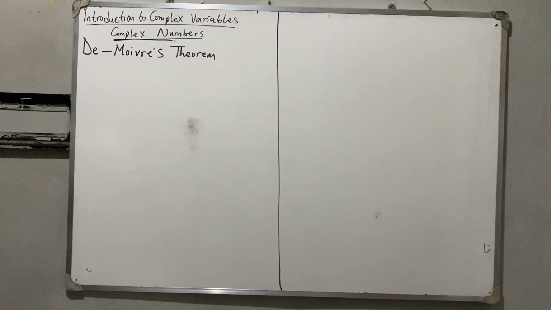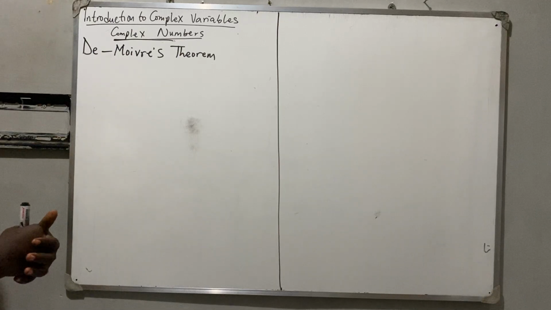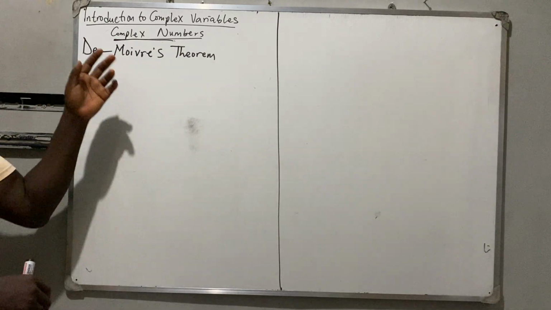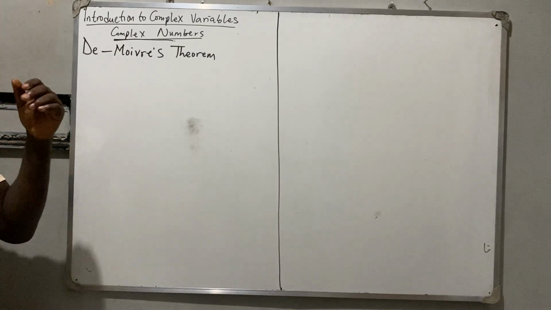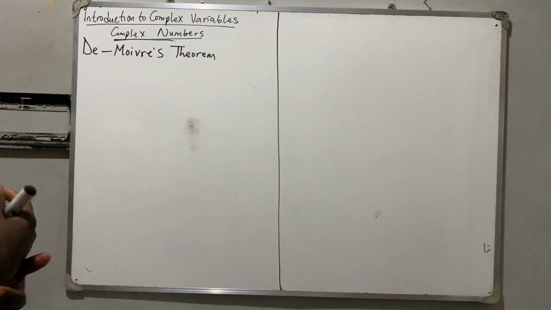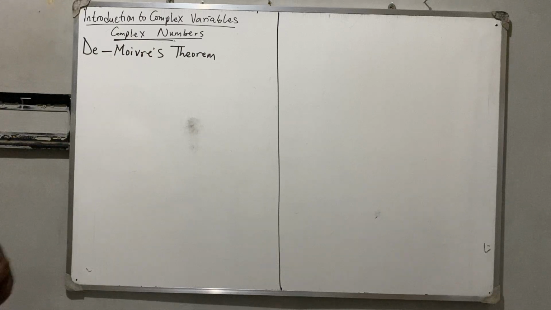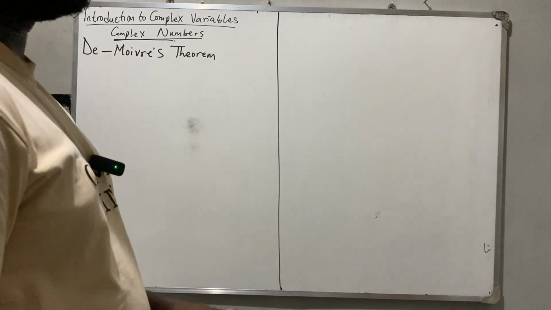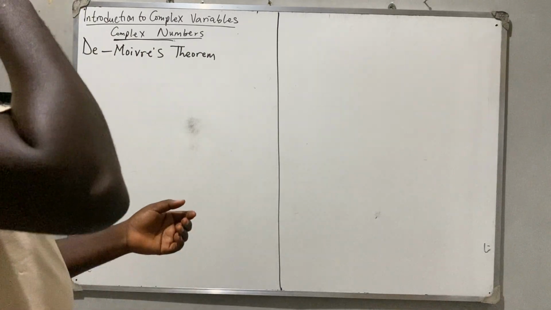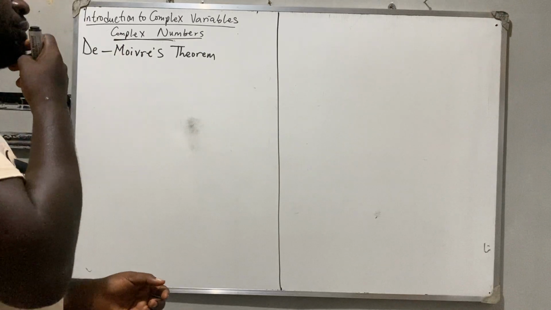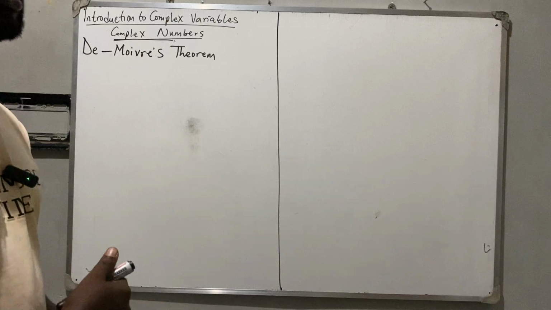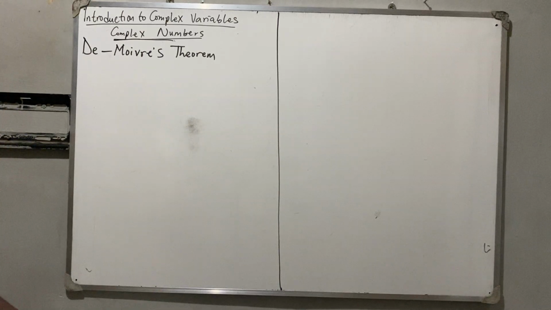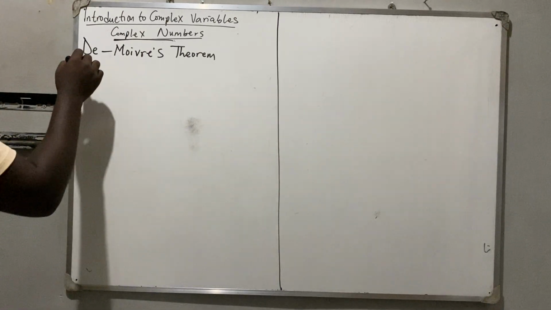So in this video, we are still on the introduction to complex variables, and we are still on complex numbers. In the first video, we talked about the definition of a complex number, the operations of complex numbers, and the forms of complex numbers. You can watch that video first before this one. The link is in the description, or you can go to the playlist and see the full playlist of videos on complex numbers. So let's now talk about the De Moivre theorem.